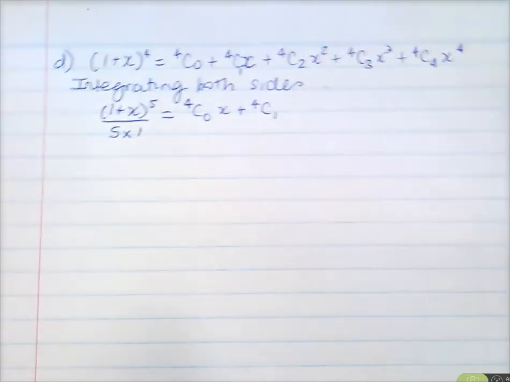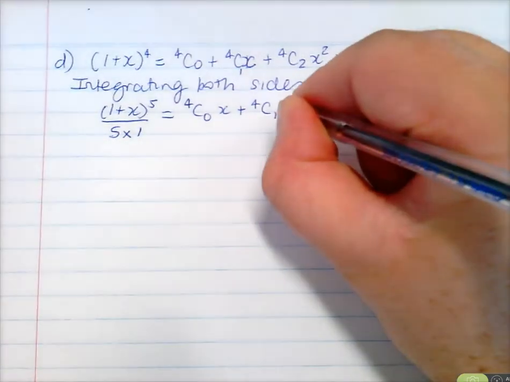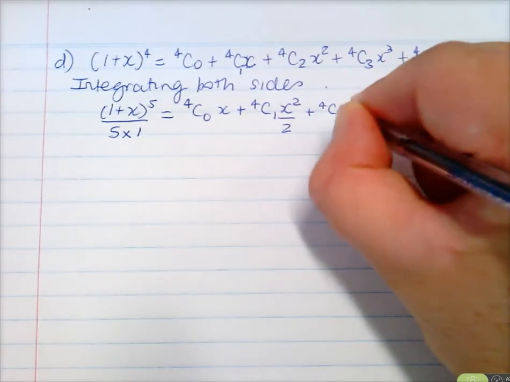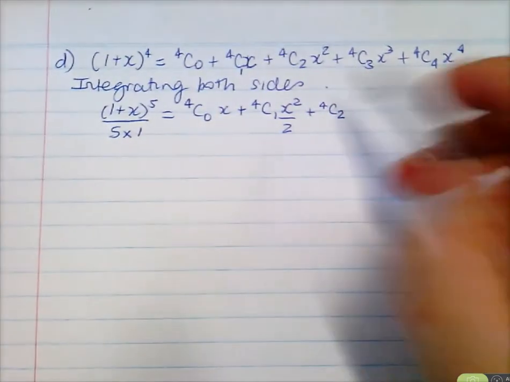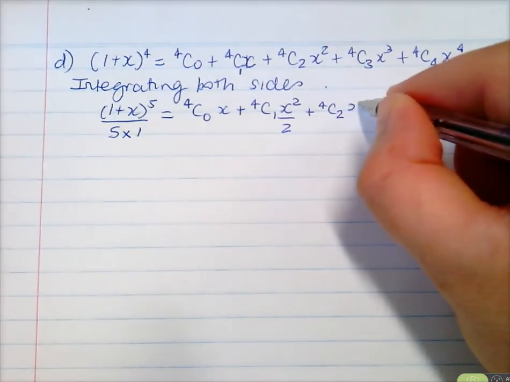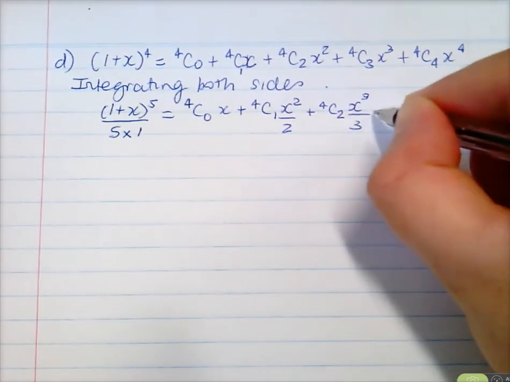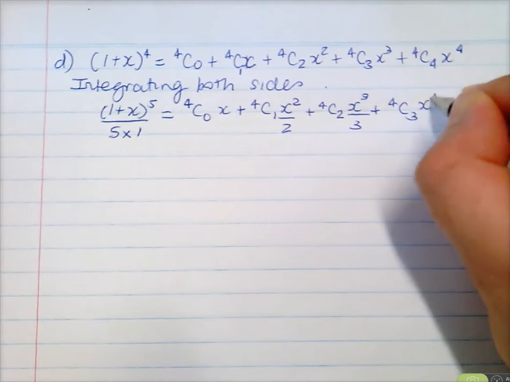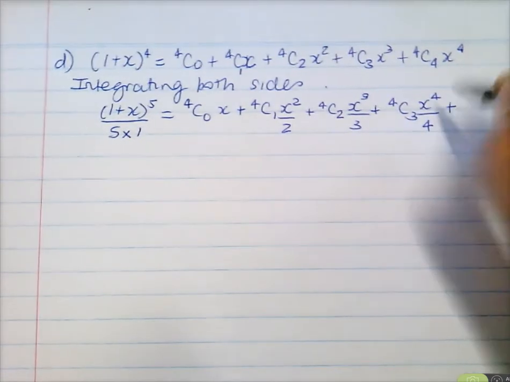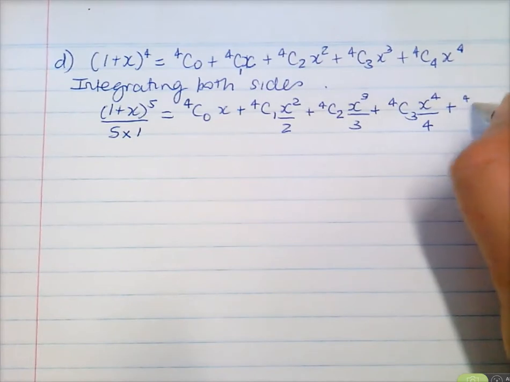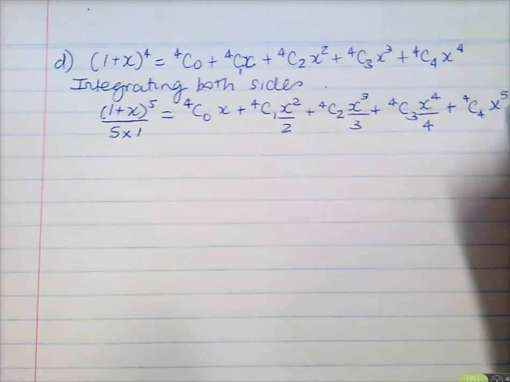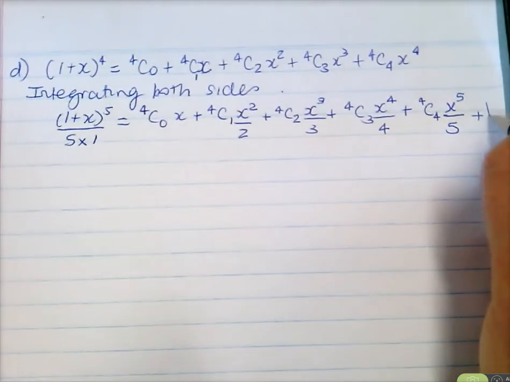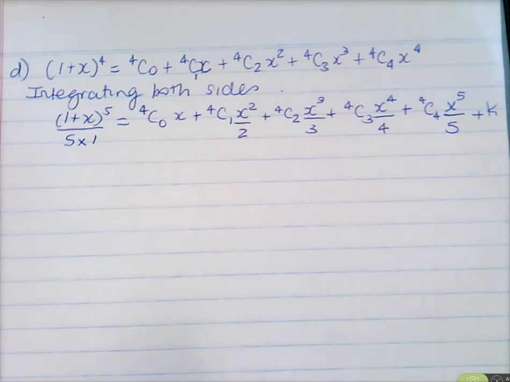When you integrate 4 choose 1 x, the constant 4 choose 1 stays there, x squared on 2. When you integrate 4 choose 2 x squared, you get 4 choose 2 x cubed on 3. When you integrate 4 choose 3 x cubed, you get 4 choose 3 x to the 4 on 4. And when you integrate 4 choose 4 x to the 4, you get 4 choose 4 x to the 5 on 5, plus the constant. They want the constant k, not c. Don't worry about it.